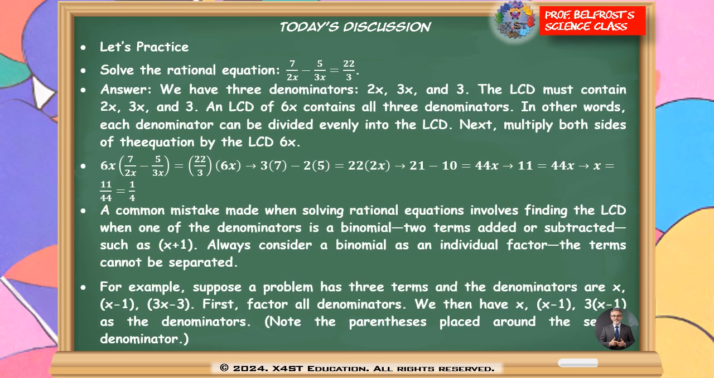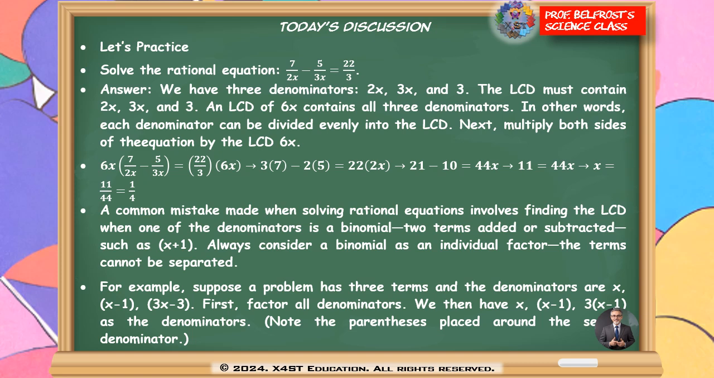Okay, so let's see how to do this. For example, we have 7 over 2x minus 5 over 3x equals 22 over 3. The LCD is 6x, which contains all three denominators. So we need to multiply this to both sides and get the expression 3 times 7 minus 2 times 5 equals 22 times 2x, which at last gives us x equals 11 over 44, which is 1/4.